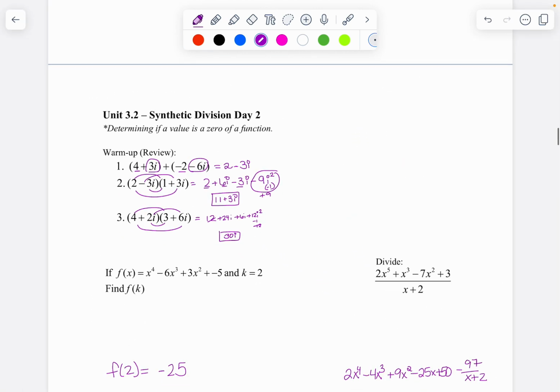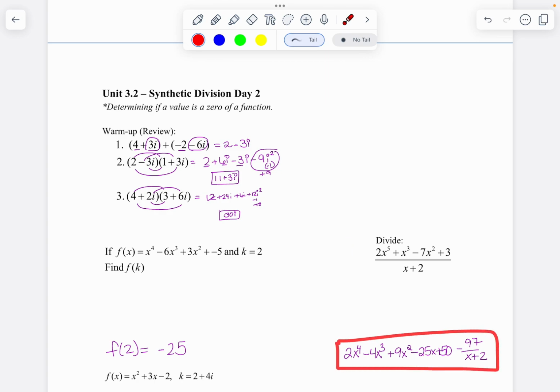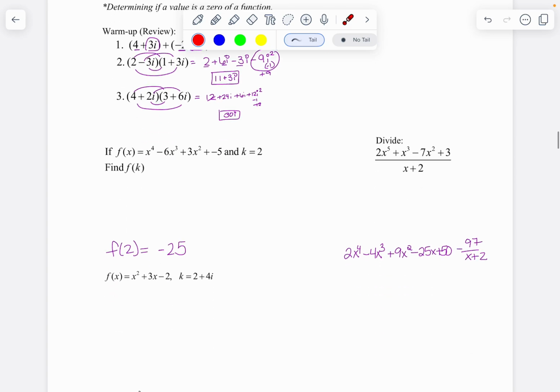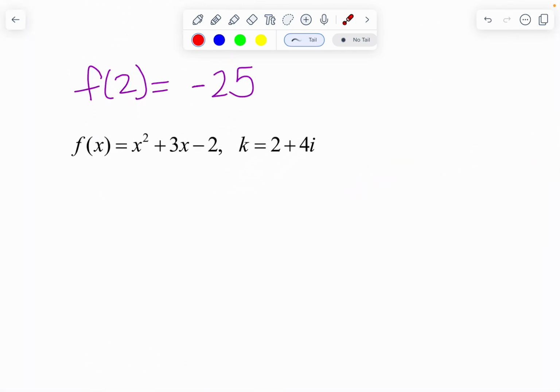Now, for purposes of saving time on the video, I went and found the remainder for number 1. I found f of k using synthetic division. I found negative 25. And then I divided this next one right here, and this was my answer. Again, if you want to pause the video and practice synthetic division, you can go ahead and do that.